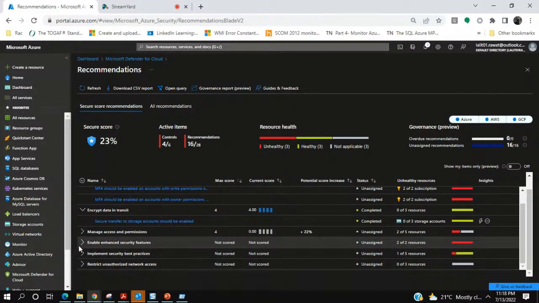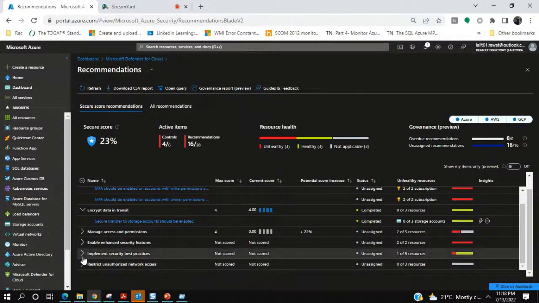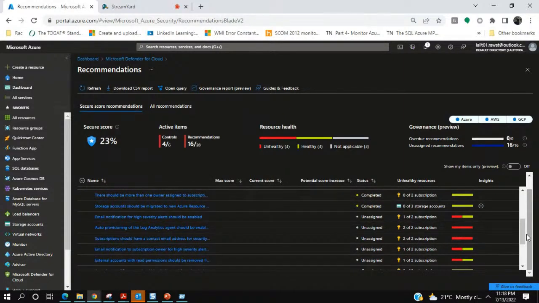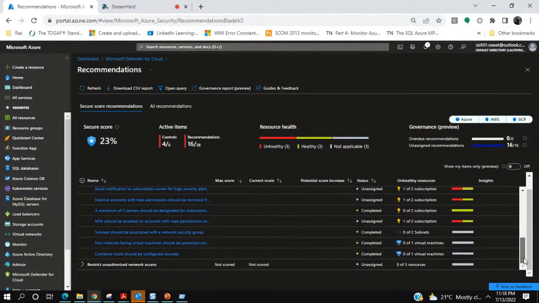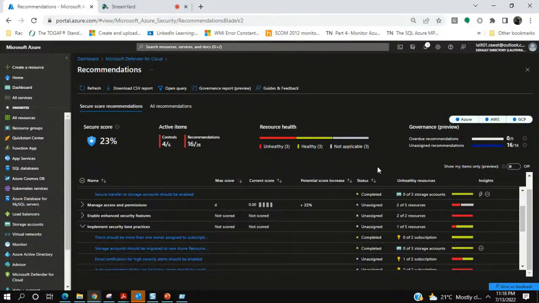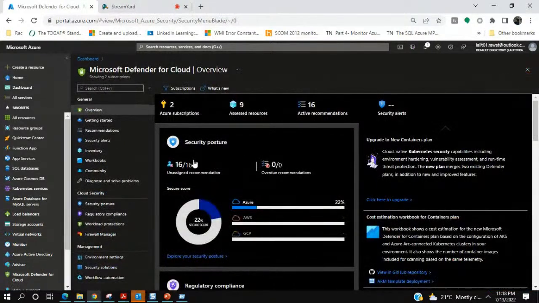Then we have security enhancement features here, the implementation best practices, which are unassigned. You can see multiple things are there: owners, auto provisioning of Log Analytics, subscriptions should have a contact email, and security alert email notifications to be configured. It gives you all of those, whatever is completed, and based on that it will give you a score. That is one part.